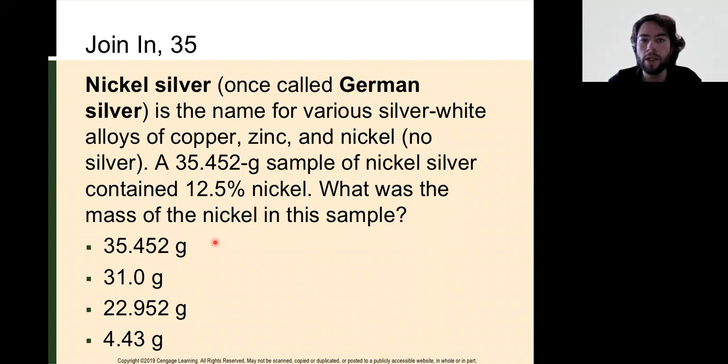Okay. Then the next question is nickel silver, once called German silver, is the name for various silver white alloys of copper, zinc, and nickel, which do not contain any silver. A 35.452 gram sample of nickel silver contained 12.5% nickel. What was the mass of nickel in this sample? Okay, so please take 5 or 10 seconds to answer this one, or pause if you need more time. You probably will need to pause these. So have a think and pause if you need to.